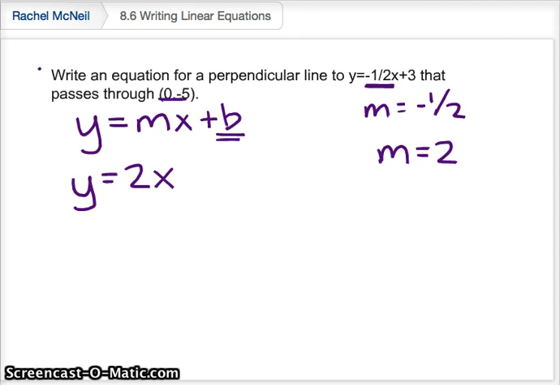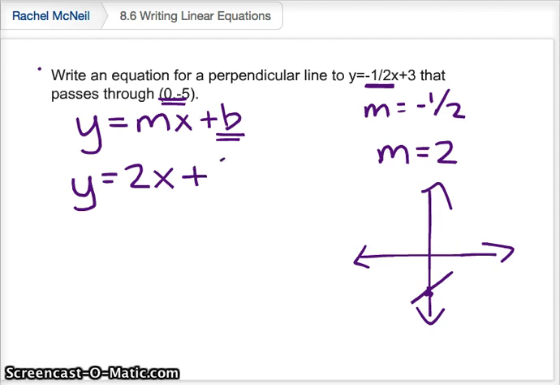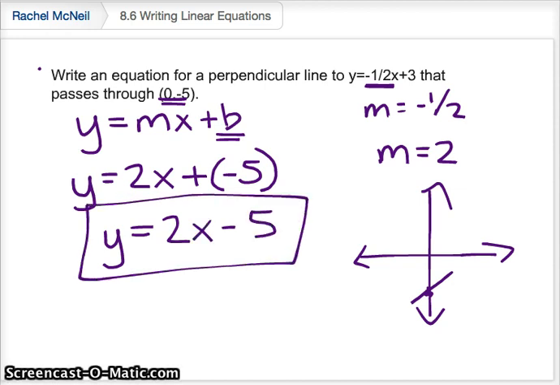Well, I know this line that I'm creating has to pass through the point 0, -5. Again, if I were to graph that, I would find that 0, -5 will be on the y-axis. So that is going to be the y-intercept of that graph. So my b is going to be -5. I'm going to write that out as plus a -5. You may have already jumped to it on your notes, but when we officially write out our problem, we want to do y equals 2x minus 5. And that is the linear equation of a line that is perpendicular to this line but passes through the point 0, -5.